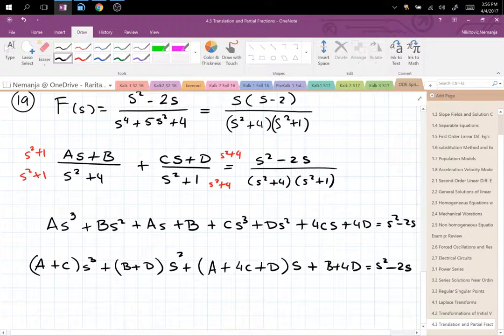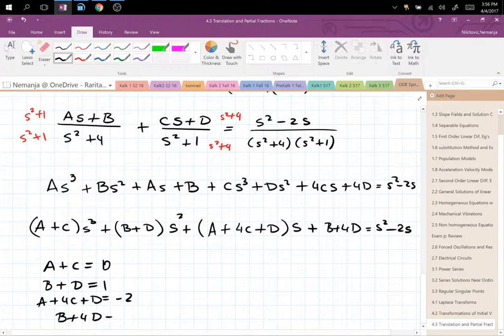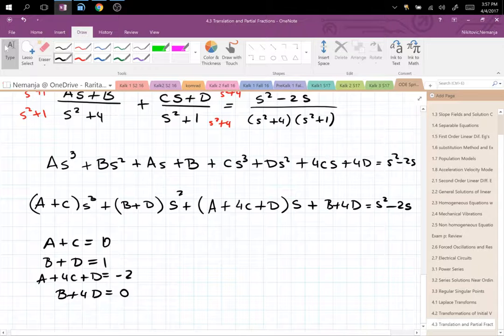There we go. Now we equal the coefficients. There's no cube on the right, so a plus c is 0. And then b plus d is 1. And a plus 4c plus d is negative 2. And b plus 4d is 0 as well. Now, the way I'm going to solve this is I'm going to use the matrix on the TI-83 calculator.